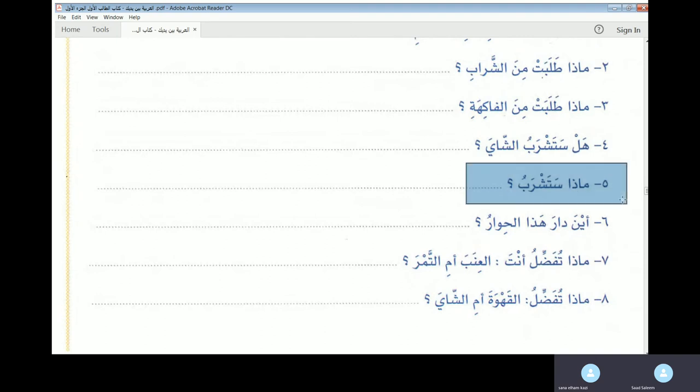Then, rather than asking hal satashrabu shaya, you can just ask satashrabu shaya. No. Satashrabu shaya means you will drink tea, but here I am not saying that you will drink tea. I am asking will you drink tea. For a question I will use hal. Okay. Madha satashrabu? What will you drink? Saashrabu al ma. I will drink water. Saashrabu al ma. I will drink water.